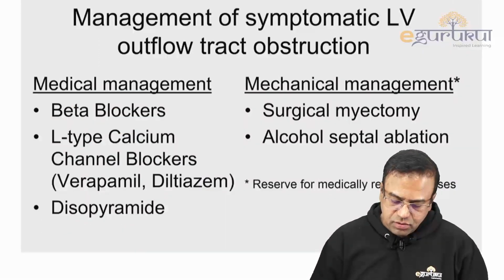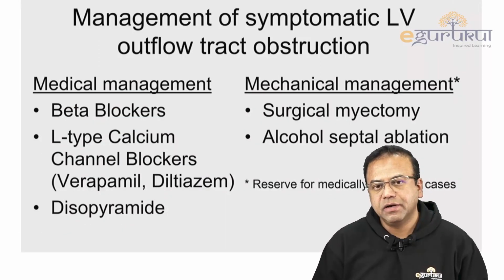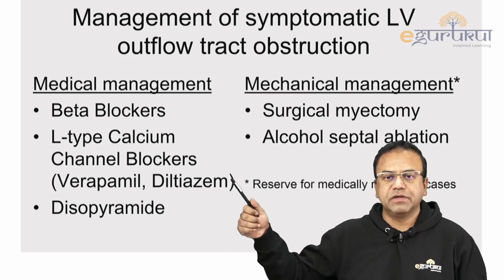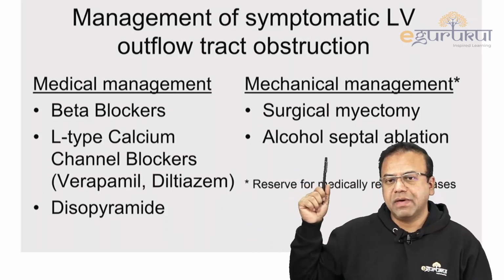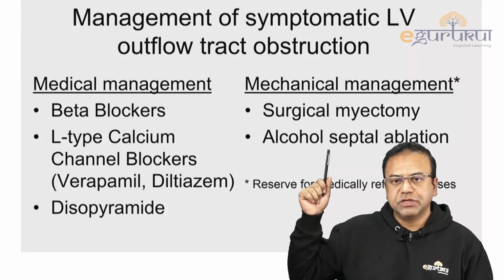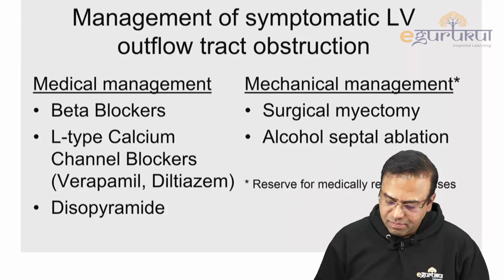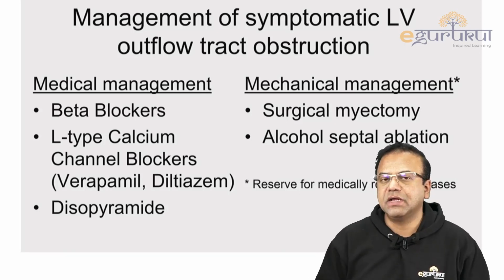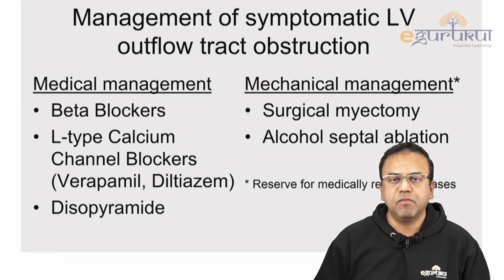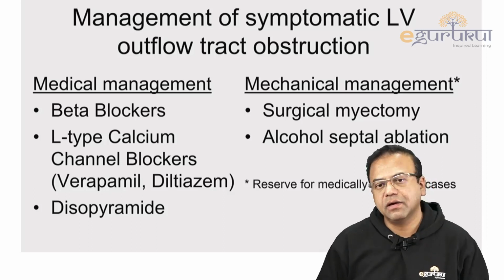So I told you already the major management. The medical management is beta blocker, we discussed calcium channel blockers, disopyramide, and I told you about two mechanical, that is surgical, managements. One is surgical myectomy and the other is alcohol ablation. So generally where medical management is not working or the patient is at risk of sudden cardiac death, then we go for more aggressive surgical treatment and an intracardiac defibrillator.